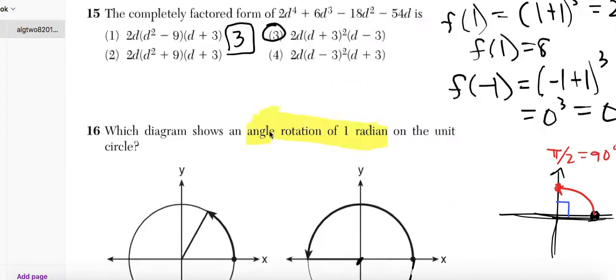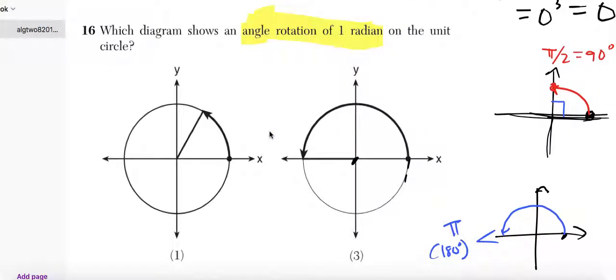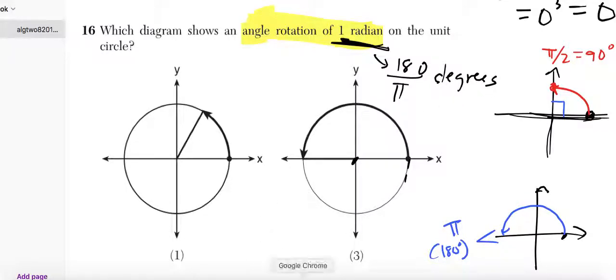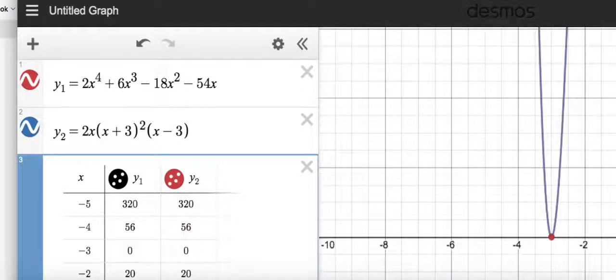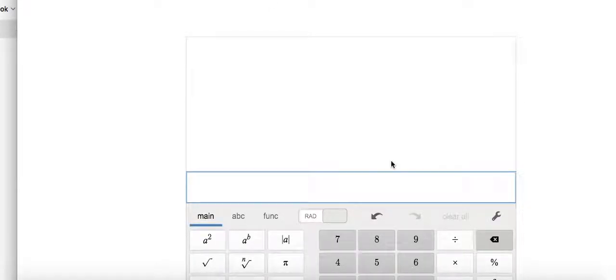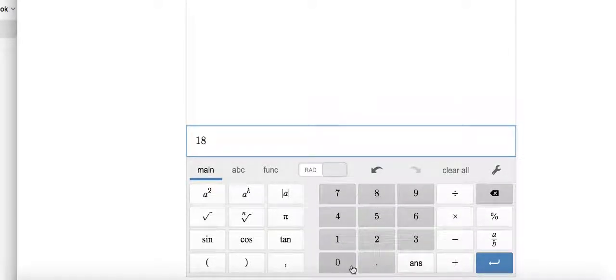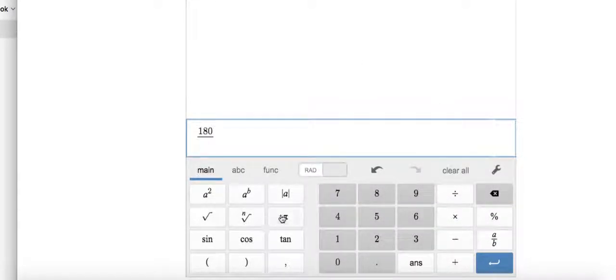So we could just use that to real quickly, because they're already saying it's 1 radian, so it's equal to 180 over pi degrees. So let's just find out what 180 over pi is, right? So 1 radian is equal to 180 over pi degrees. And let's just find out what 180 over pi is. 180 divided by pi is about 57.29, about 57.3.